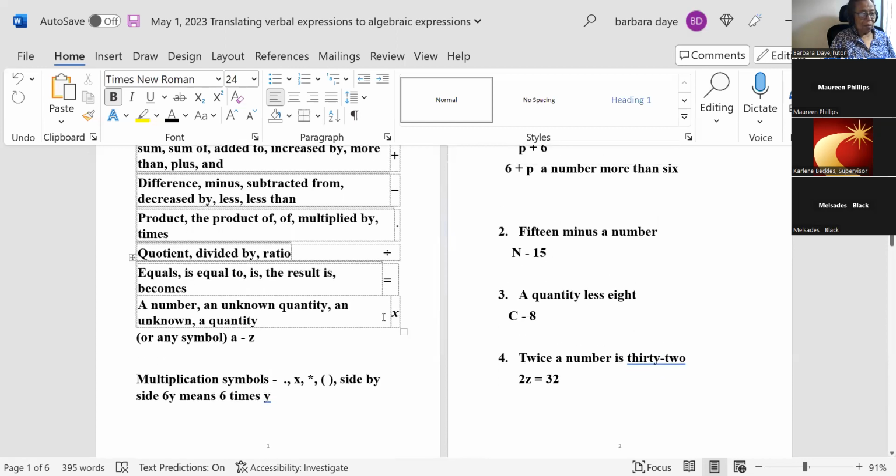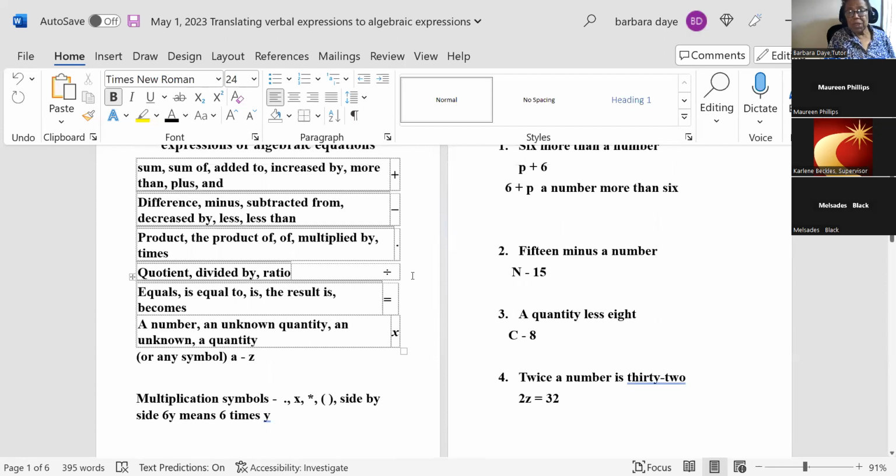Now, division. Maureen, quotient. How many mathematical symbols? Remember, we could have a slash, or the fraction. 1/2 is like 1 divided by 2. So you could have a dash, a slash, or this symbol, a dash with a dot over and a dot under. So quotient has 3 different symbols.